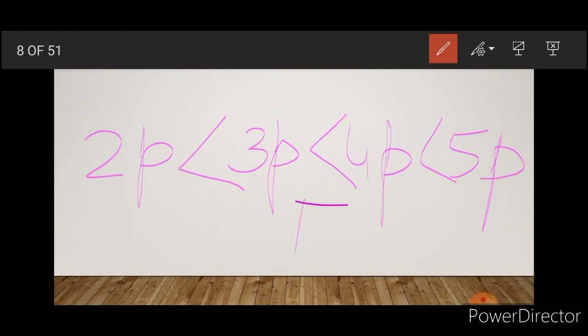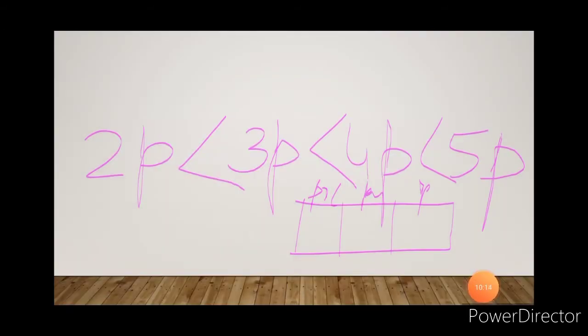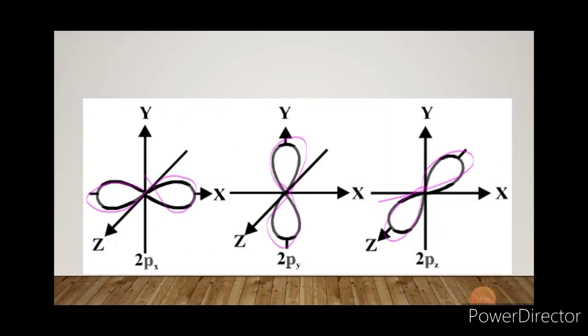When we draw px, py, pz, we will give equal energy to all the three orbitals. Such orbitals having equal energies are called degenerate orbitals. Don't forget this. I'm going to use this term again and again. So such orbitals which have equal energies are termed as degenerate orbitals. This is your px, py, pz orbitals.